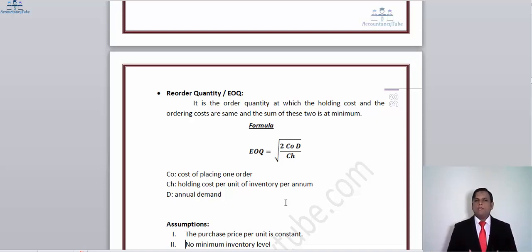Now one thing that needs to be cleared is that at the EOQ level, the economic order quantity level, the holding cost and the ordering cost figures will always be the same. This has been examined frequently, and most students fail to take this into account. We will be going through an example also in this regard, in which you will get a better and clearer picture. For now, you need to know that at EOQ level, the holding cost and ordering cost are the same, and the sum of these two figures is at minimum.